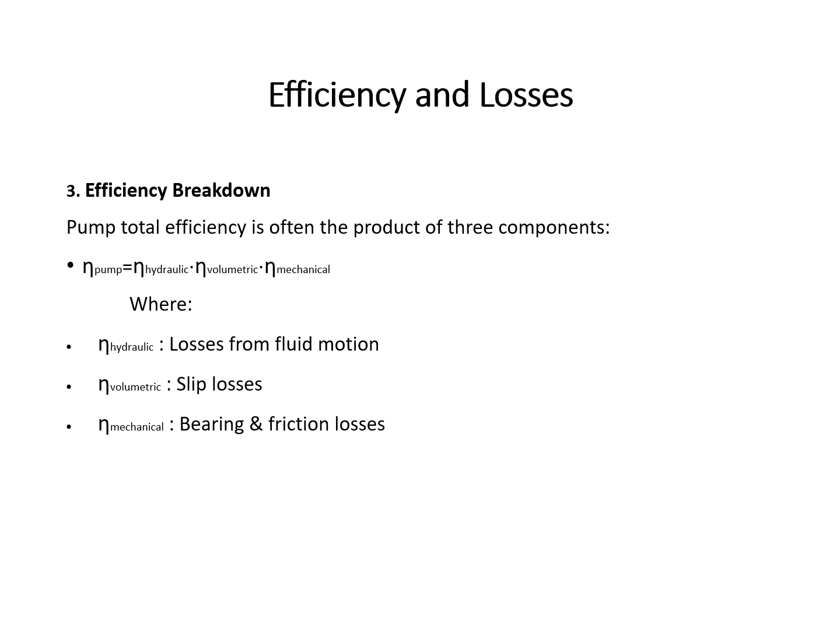So we can say that the pump total efficiency is often the product of three components: hydraulic efficiency, volumetric efficiency, and mechanical efficiency. Hydraulic efficiency is losses from the fluid motion inside the pump itself. Volumetric efficiency is as a result of the slip losses. Mechanical efficiency is as a result of bearing and friction losses.